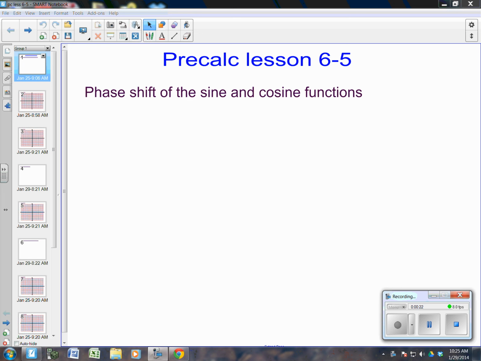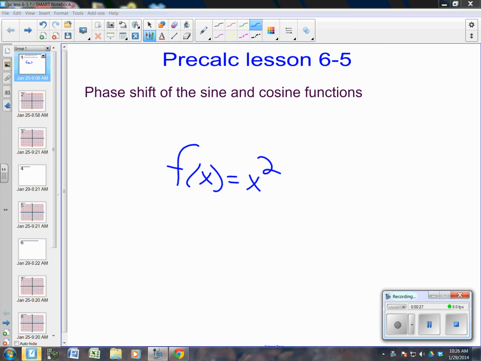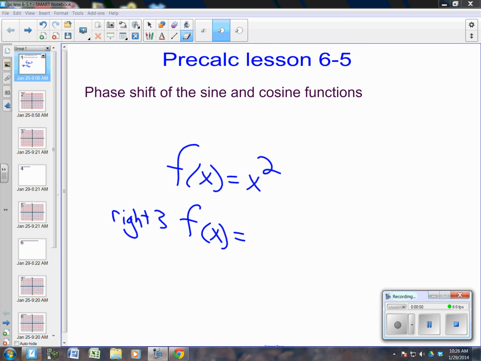For example, do you guys remember if I have f of x equals x squared, if I want to shift it to the right 3, what do I do? What would I do to go right 3? Like this? That would shift it right 3? Wow, that one would shift it up 3. So what do I do to get it to shift to the right 3 units? Not divide by 3. Not times by 3. Think about our bell work.